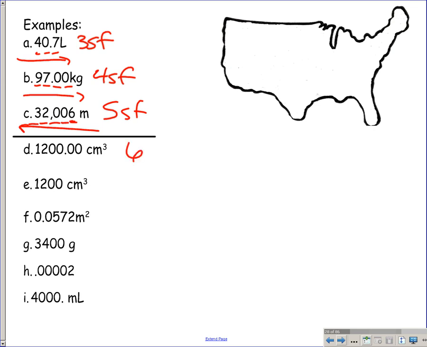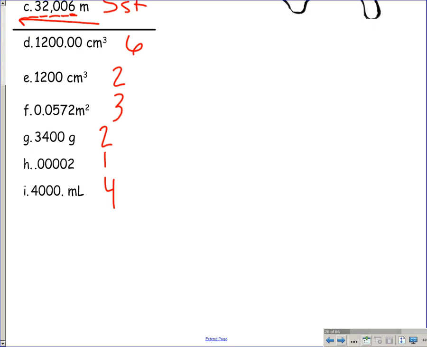Check yourself whenever you get there. Which one would you not get right? For an example.